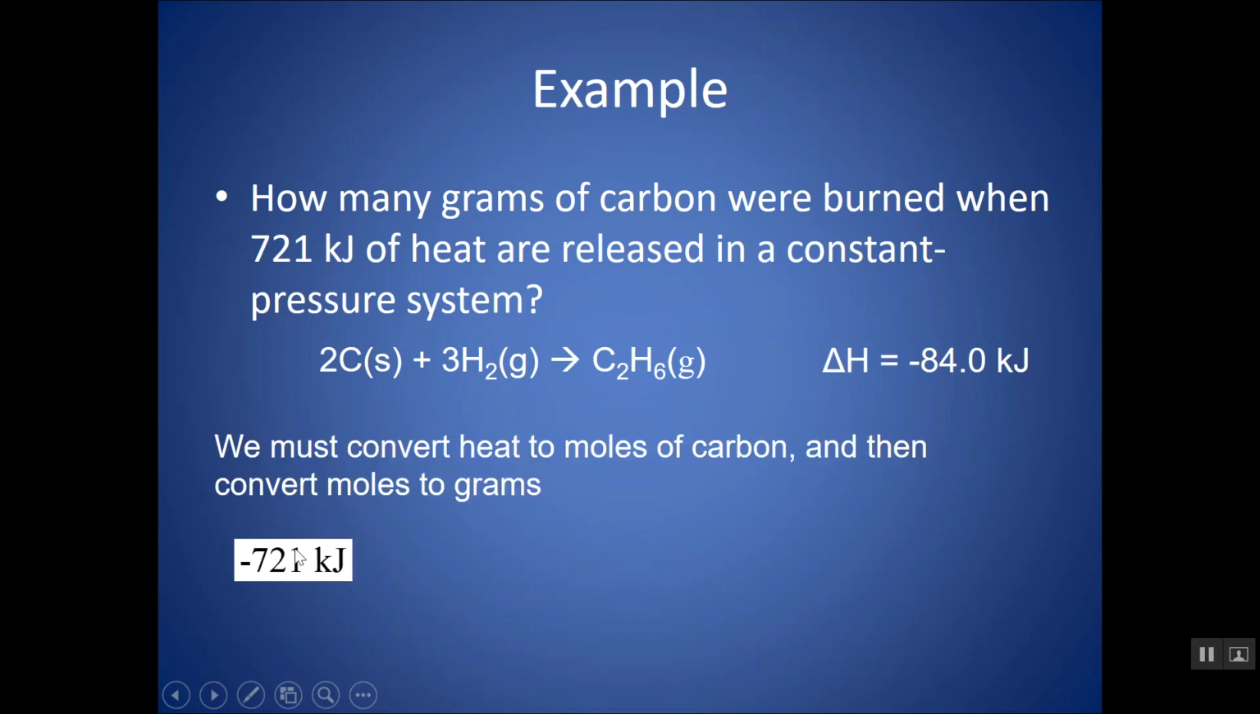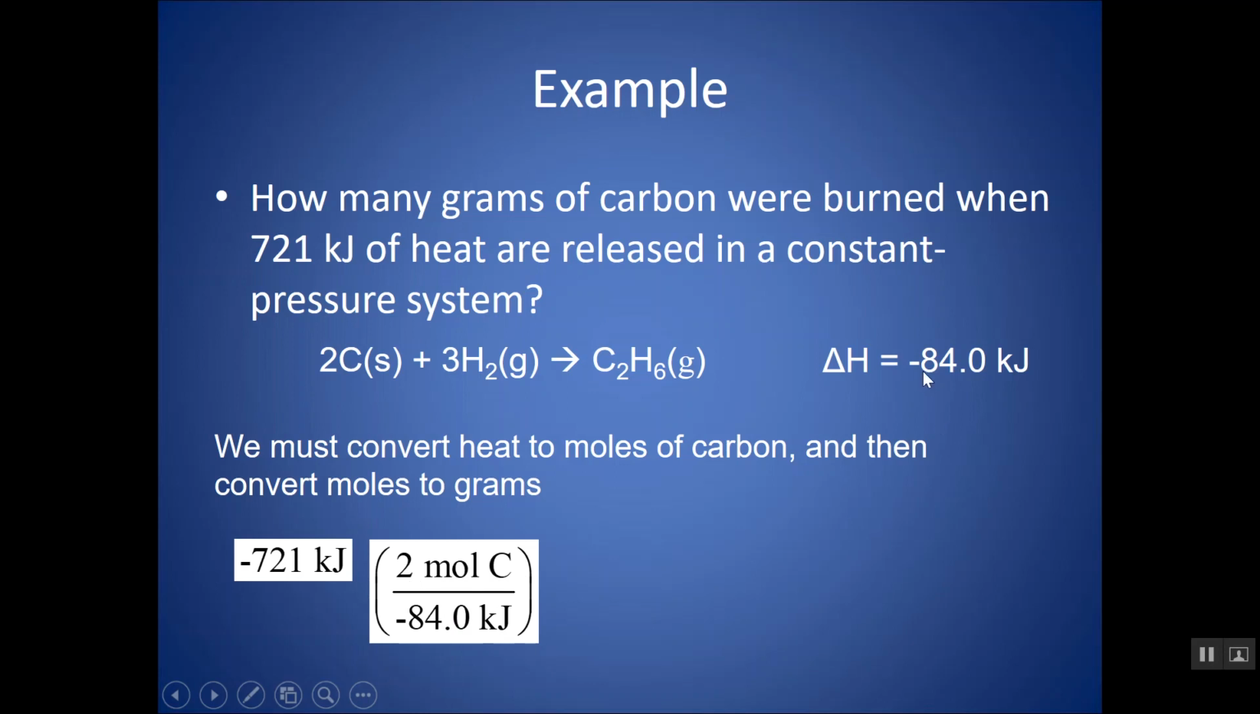So I'm going to start with 721 kilojoules. I'll put the sign. Why not? Because that's how much heat's released, so it will be negative. And now I want heat on the bottom so that it cancels, and I can relate heat to moles using the delta H where I have kilojoules and the coefficient of C for the moles of carbon.